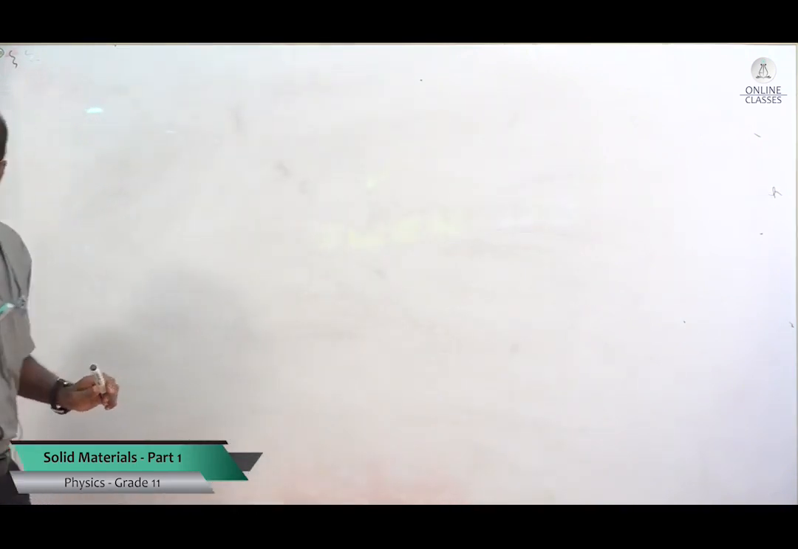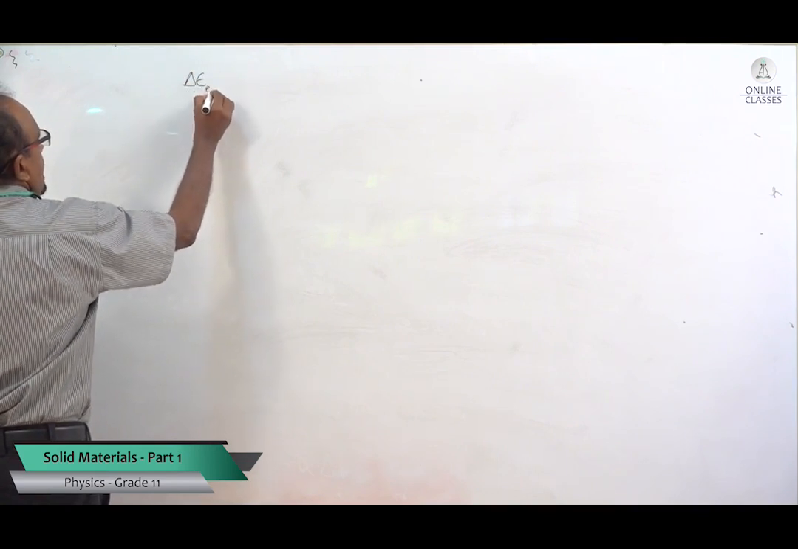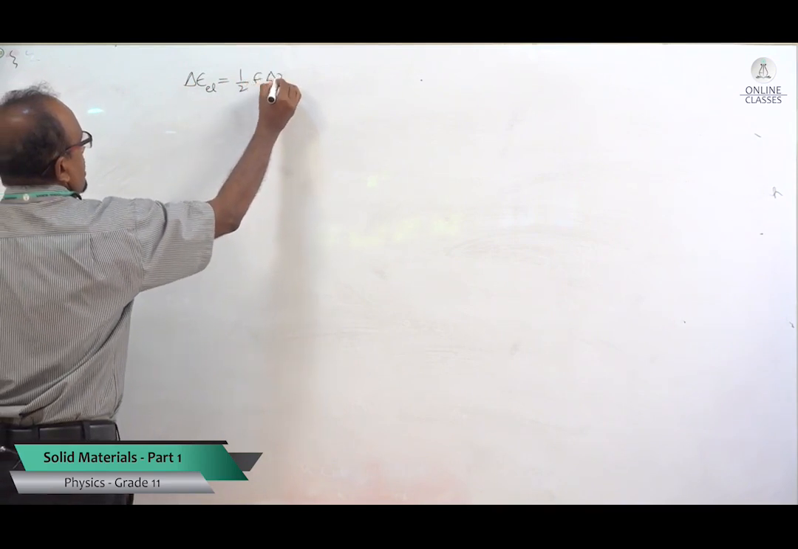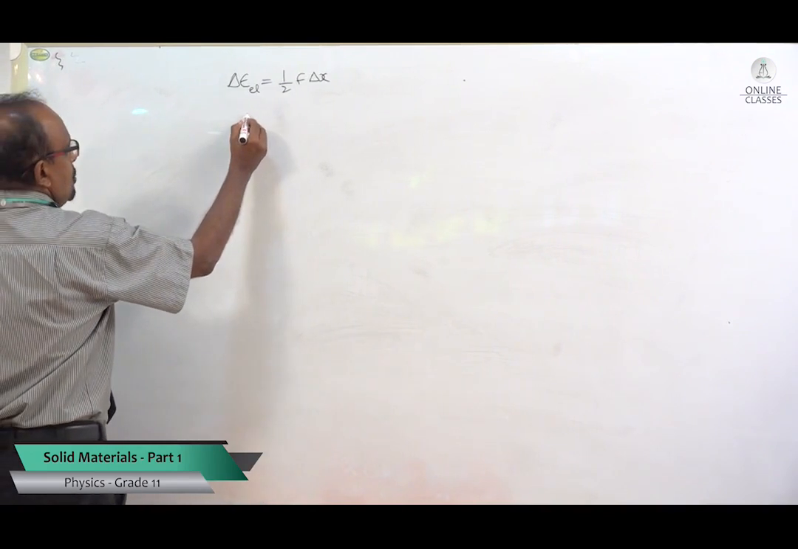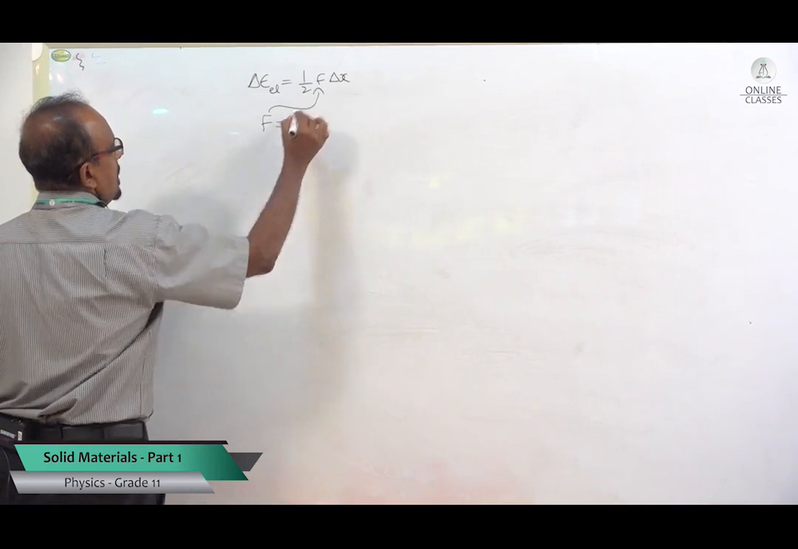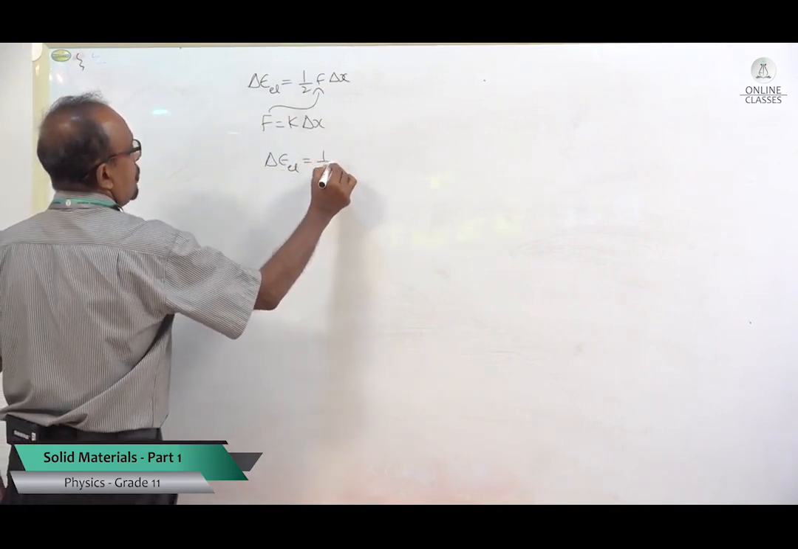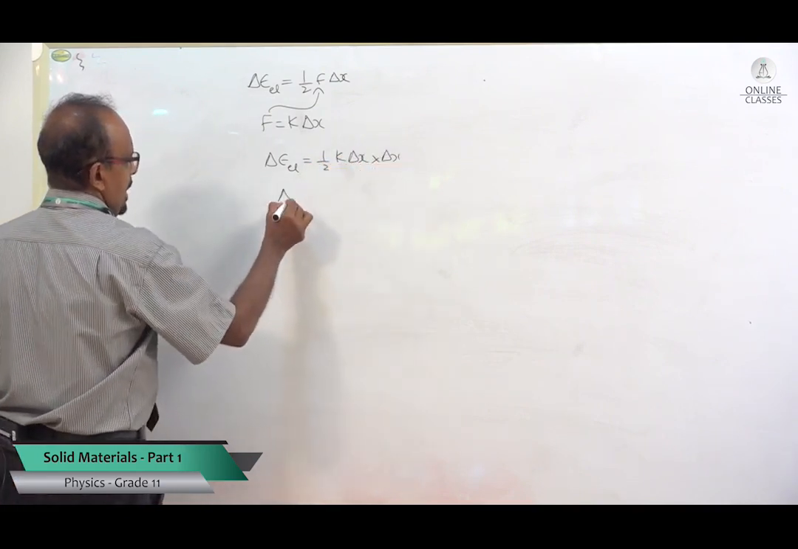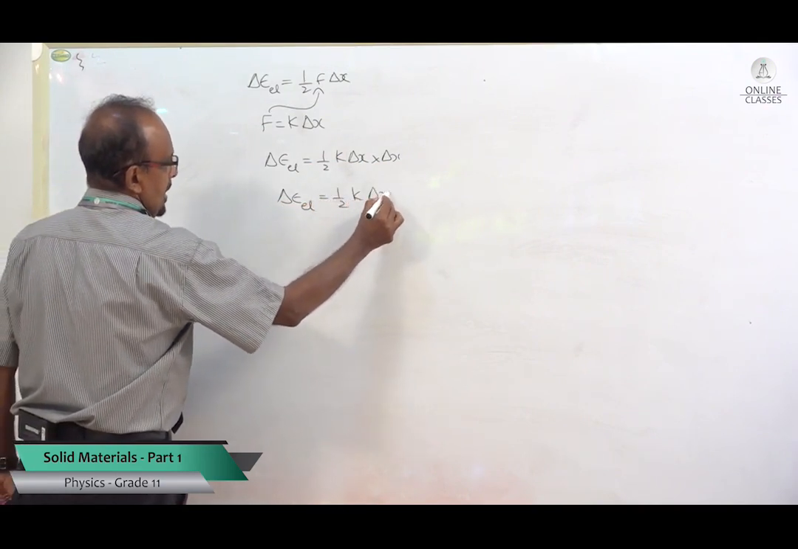Then we see that the elastic strain energy, delta E elastic, is equal to half F delta x, which is the one we just got. And then we know from Hooke's law that F equals K delta x. If you substitute here, you get delta E elastic equal to half K delta x into delta x. So delta E elastic will be half K delta x squared.